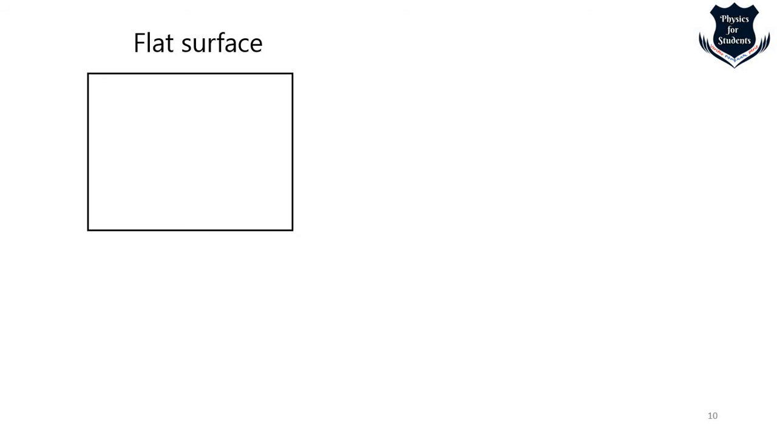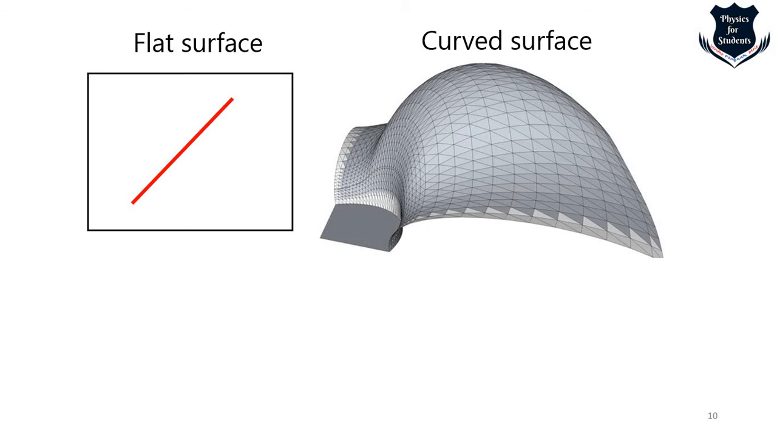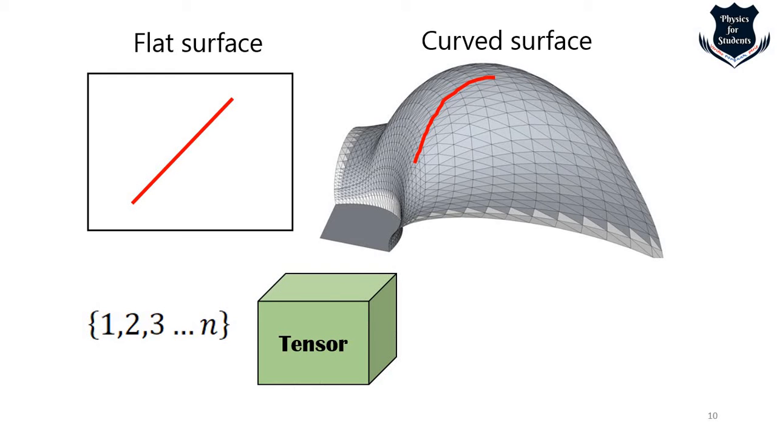now if we take a flat surface and try to draw a line, it will be something like this. And if you take a curved surface, just an arbitrary curved surface, and draw a line, then it will look something like this. Now what I mean to tell is that, for example, tensors are multi-dimensional arrays, so it goes from 1, 2, 3 up to n, right? So this is a tensor which forms a multi-dimensional array, 1, 2, 3, 4 up to n, with respect to a specific basis.